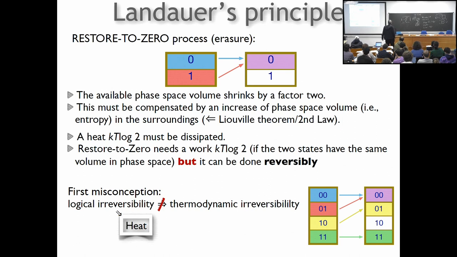And he found the following: some operations in a computer, for instance, or in information processing devices, have some fundamental thermodynamic requirements or limitations. The example that he showed was this process, which is called restore to zero. Imagine that you have a computer with a memory. It's better to think of a hard drive, because computers store bits using currents, so they are not in equilibrium. But suppose a device that stores a bit, stores information, in equilibrium at a given temperature T.